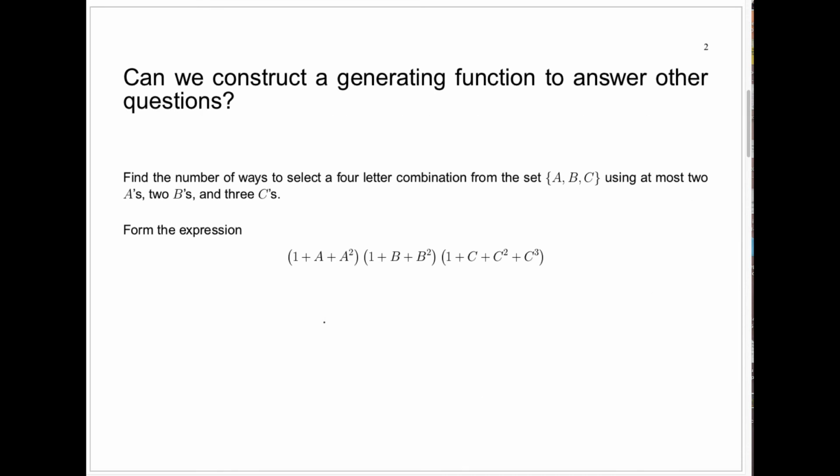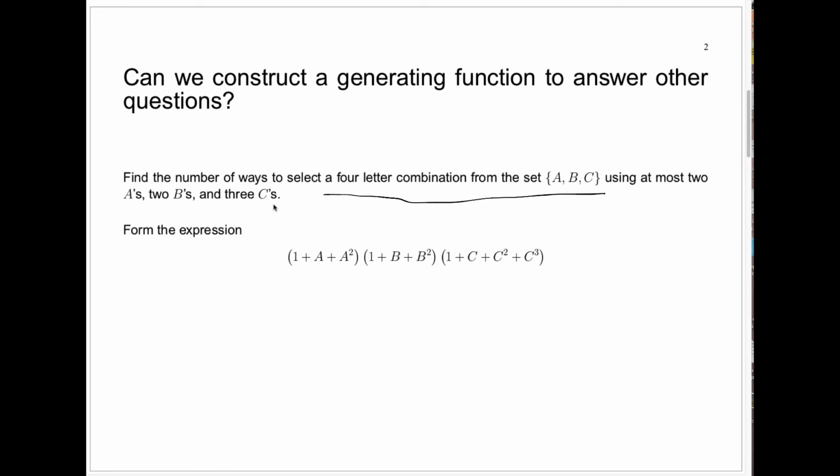So this is what I said we're going to do. Can we construct a generating function to answer other questions? And let's start with a simple question. Find the number of ways to select a 4-letter combination from the set ABC using at most 2 A's, 2 B's, and 3 C's. So we want a 4-letter combination. We don't care about order, but we want 4 letters.